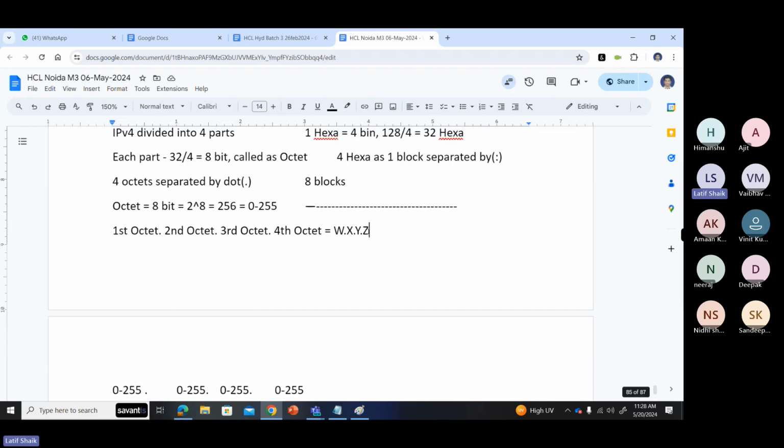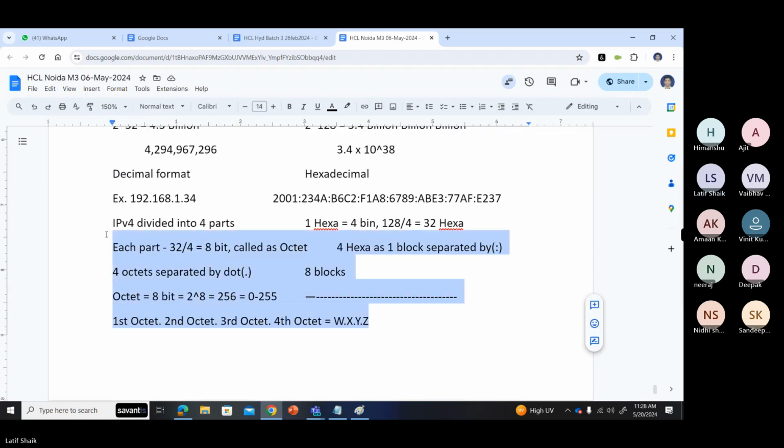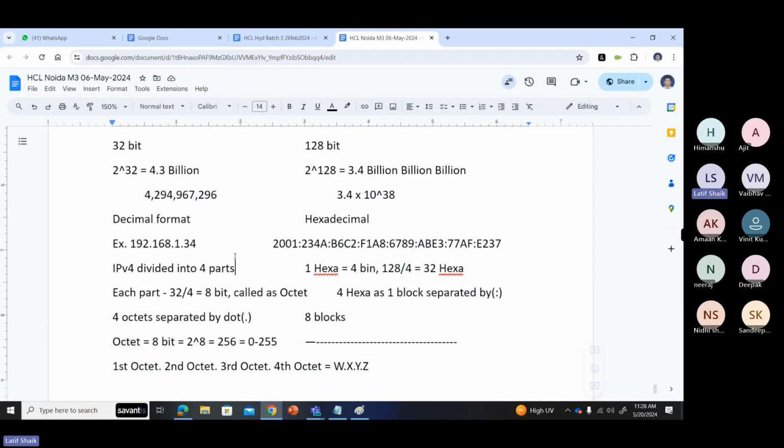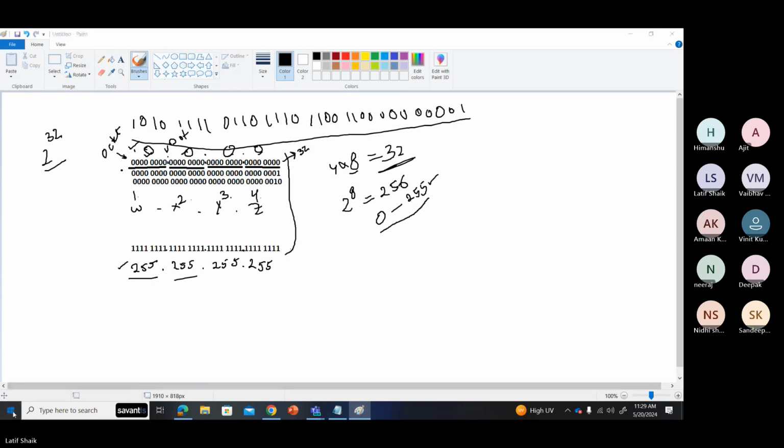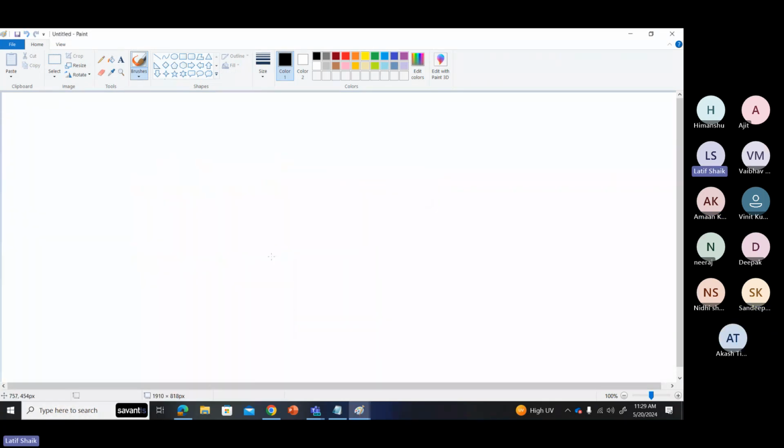Guys, do you understand up to here? This is the IPv4 part. Okay, so we'll go to IPv6 with some more points. IPv6 is 128 bits and is represented in hexadecimal format.